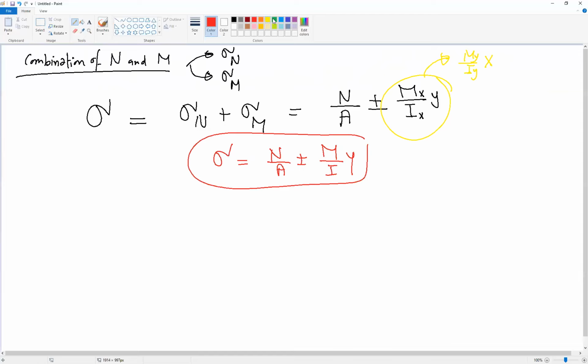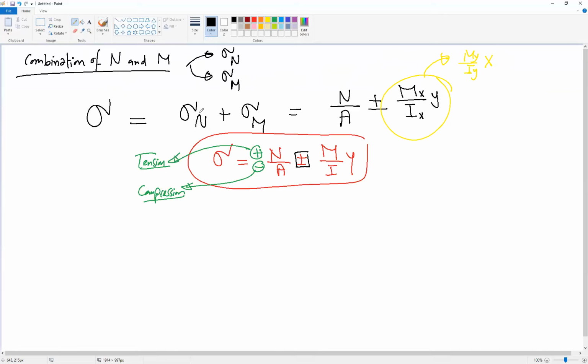Okay, here we will have one of the two signs. This may be positive or negative. Again, this is positive if the normal force is tension, and negative if the normal force is compression. But here for moment, Mx or My, we will use both signs. It will be positive and negative at the same time.